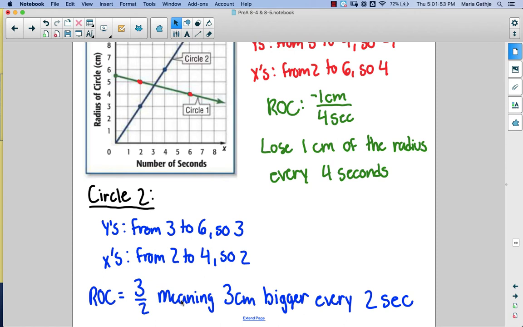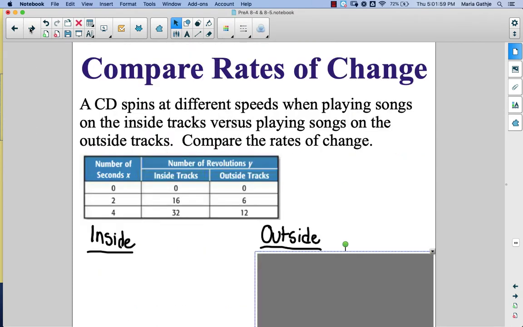So again, these constant rates of change happen when we are looking at lines. We can also pull these things out from a table. So we have for this one, a CD is spinning at different rates based on whether the songs are on the inside of the CD versus the outside of the CD. If you think about a CD, some of you probably have seen these before, the inside is a much tighter circle and the outside is a bigger circle.